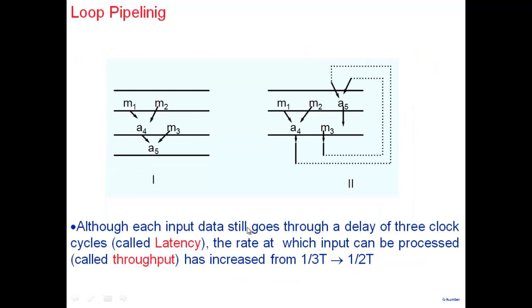Right? So although each input data still goes through a delay of 3 clock cycles, which we've been calling latency, after I read the data, here after 3 clock cycles the output is produced. Here also after 3 clock cycles, 1, 2, and back here 3. So latency is the same. But the rate at which input can be processed, which we call throughput, has increased from 1 over 3t to 1 over 2t. That's the rate at which I can read the data and process it. So I've improved that by using the concept of loop pipeline.